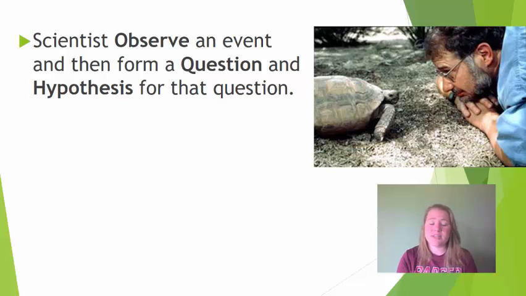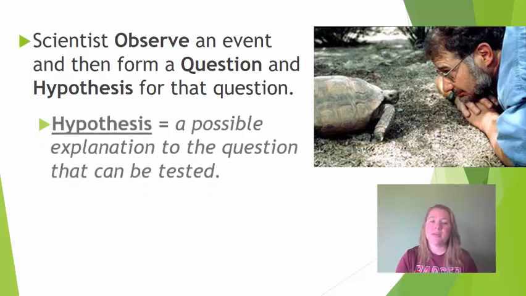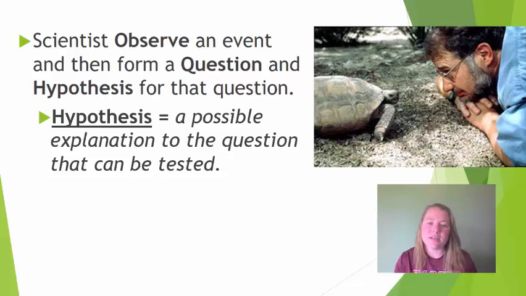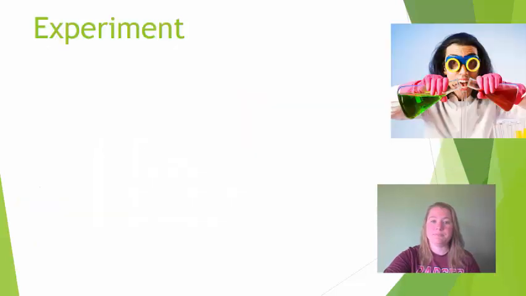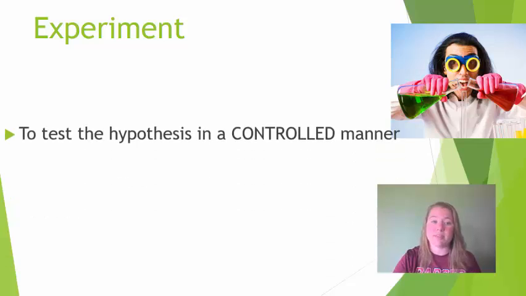When scientists use the scientific method, they always start by observing the world around them and then developing a hypothesis. Now, a hypothesis is a possible explanation to whatever question the scientist is asking, but that hypothesis is always going to be able to be tested. Now, in this class, we write our hypotheses as if, then, because statements, and that will become clear in just a minute.